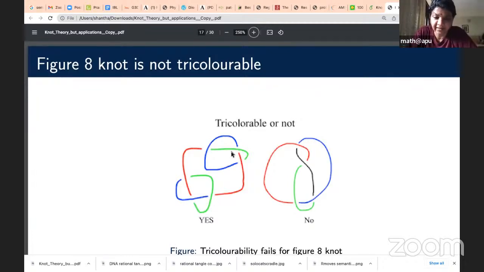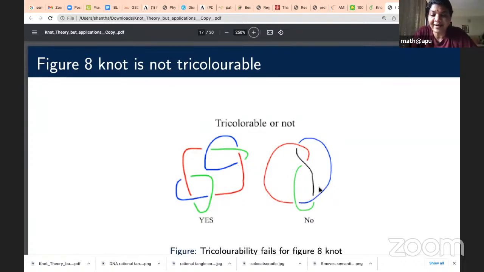Yes. So if you look at the left side picture, you have the green arc on top. It's an overcrossing, right? So below that, we give different colors. And so the way to check tricolorability is we start somewhere, we start coloring, and we keep going to every crossing to get a consistent coloring.